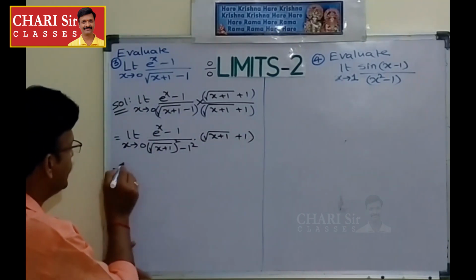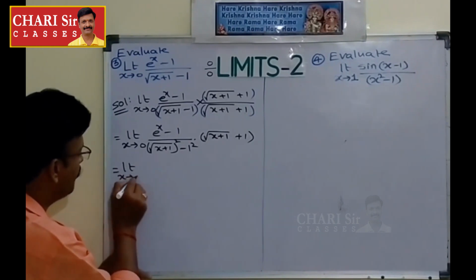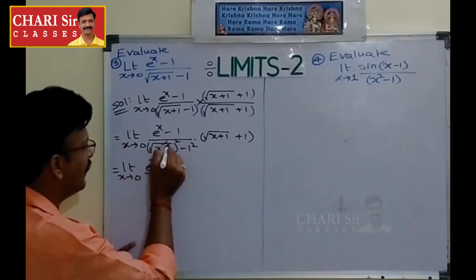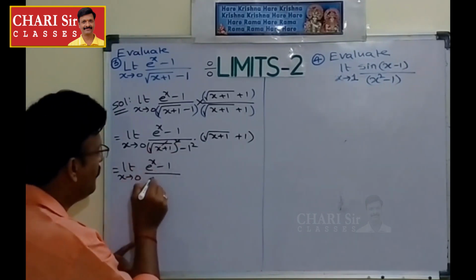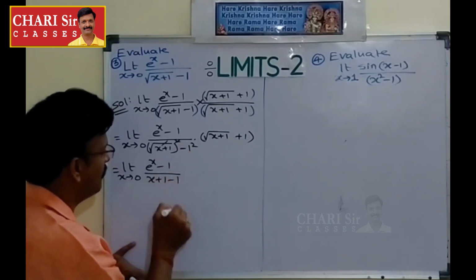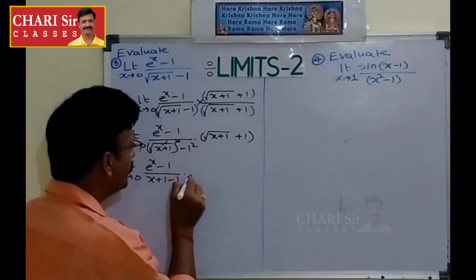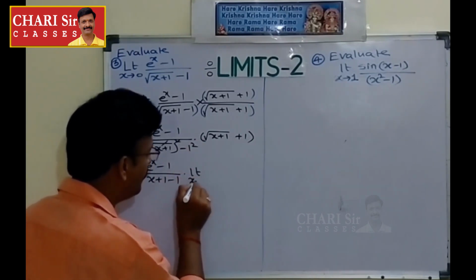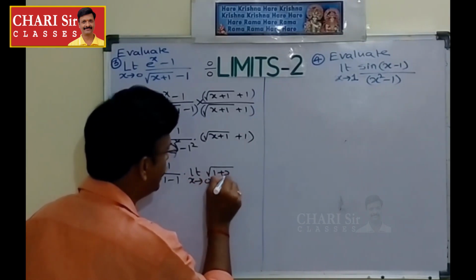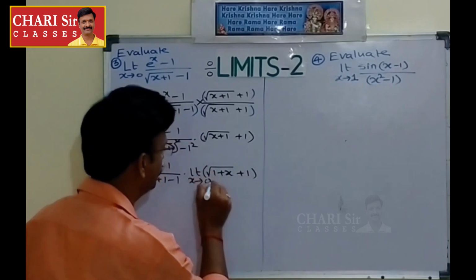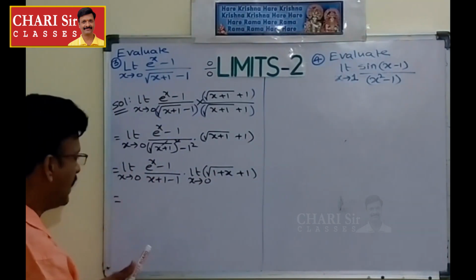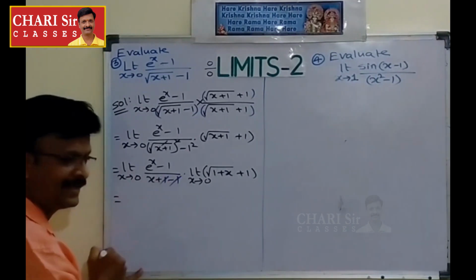Now you can write it as limit x tends to 0 of (e to the power of x minus 1) by, root 2 and square will get cancelled. Then what will be there? x plus 1 minus 1 square is nothing but x, into, for this separately we can apply the limit x tends to 0, root of 1 plus x plus 1.